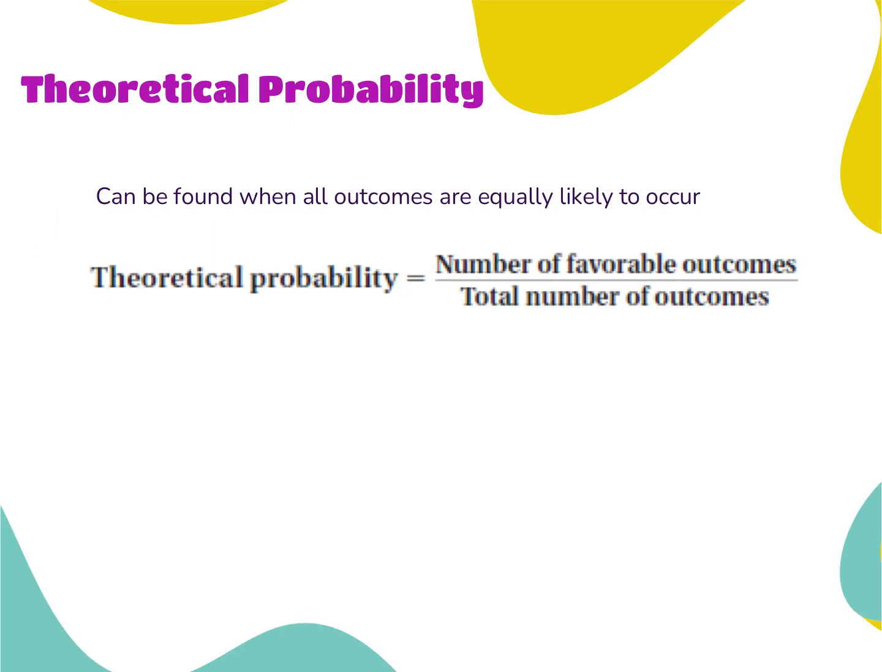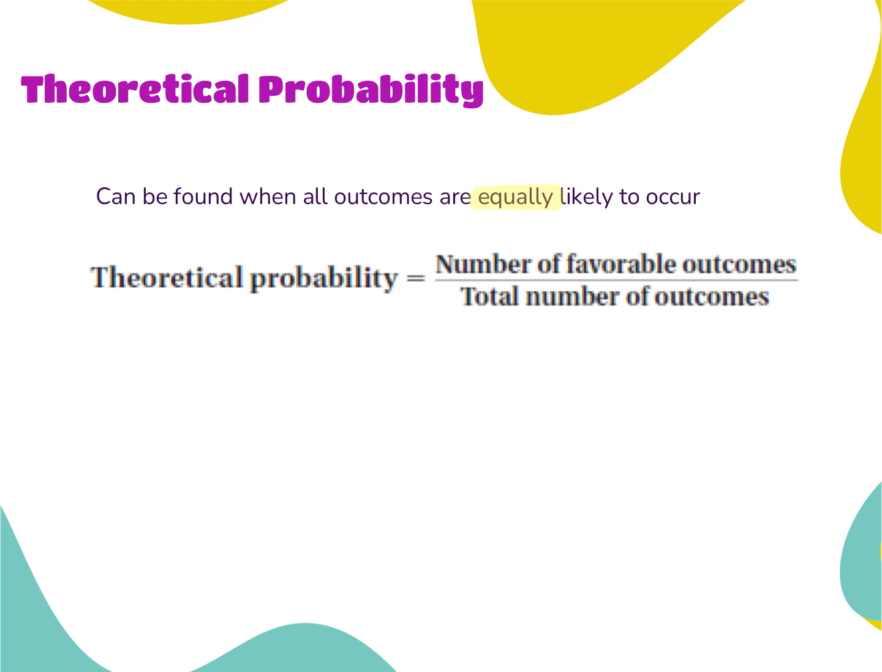All right, theoretical probability. Theoretical probability is when the outcomes are all equal. They're all equally likely to occur. So for example, if I flipped a coin 10 times, what's the probability of it landing on heads? What's the probability of landing on tails? 50%. It's going to half land on heads, half land on tails. There's 2 sides.